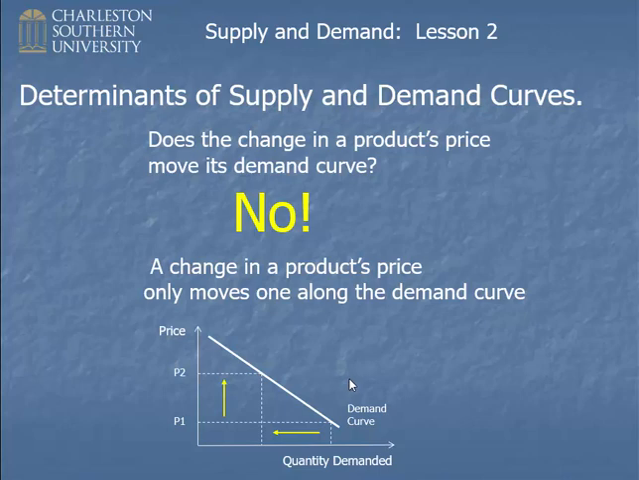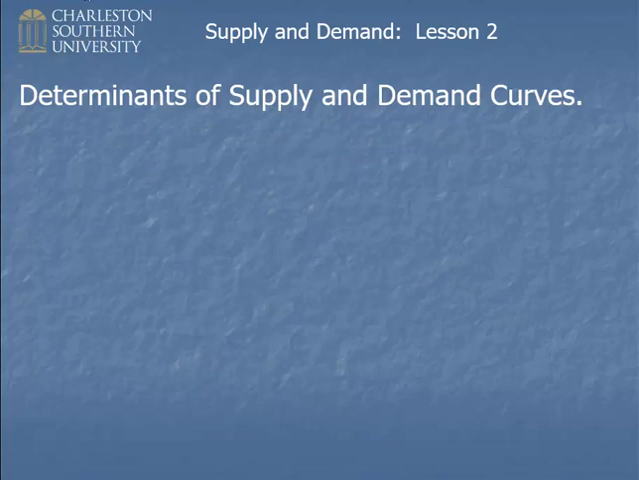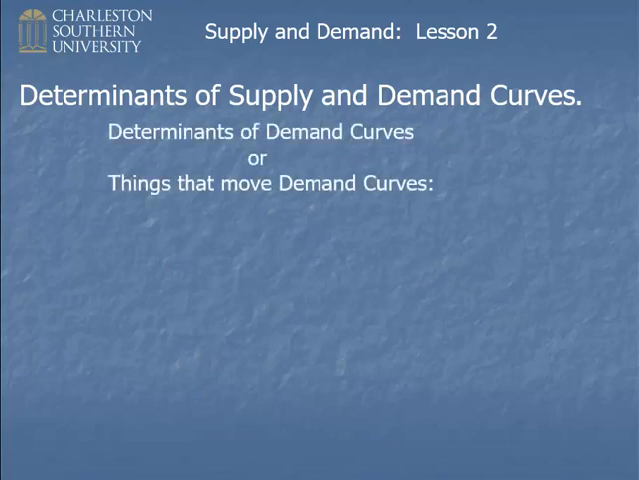Okay, so that's what Lesson 2 is about. It's about, well, if the price of a product doesn't move its demand or supply curve, then what does? And those things are called determinants. So let's start with the determinants of demand curves, or maybe a better way to put it would be things that cause the demand curve to move.